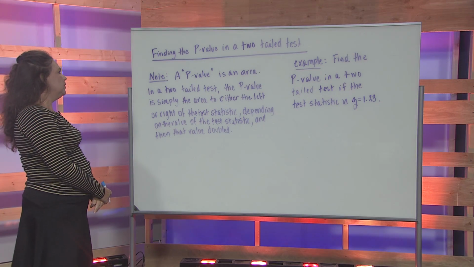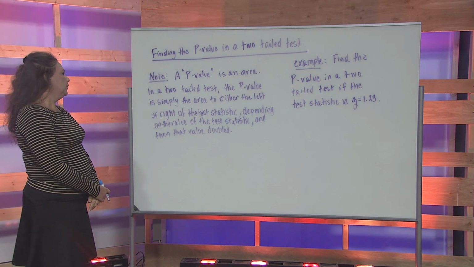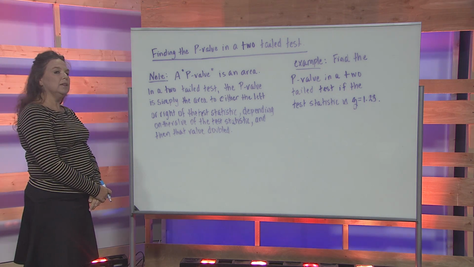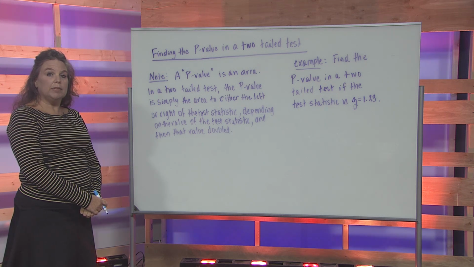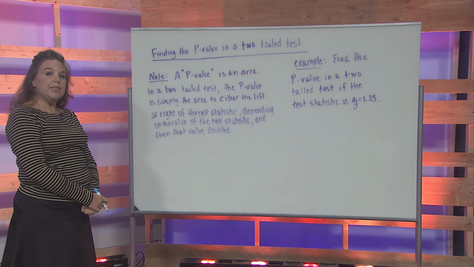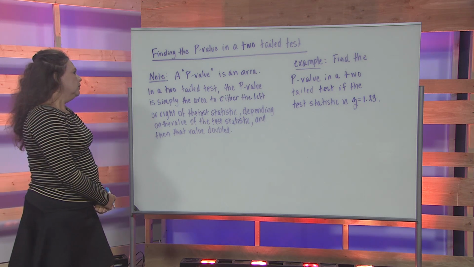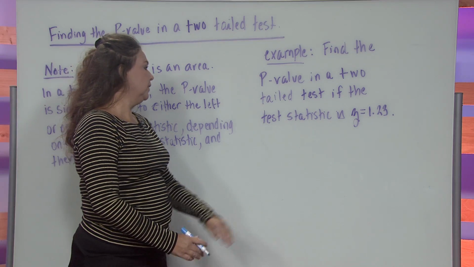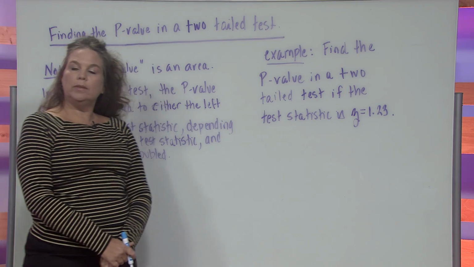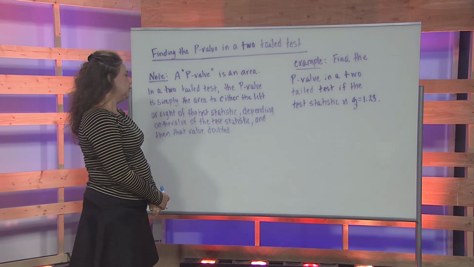In this video, we want to find the p-value in a two-tailed test. A p-value is an area, and in a two-tailed test, it is the area to either the left or the right of the test statistic, depending on the value of your test statistic, and then that value doubled because we have a two-tailed test. For this example, we're going to find the p-value in a two-tailed test if the test statistic is z equal to 1.23. So in this case, z is a positive value.